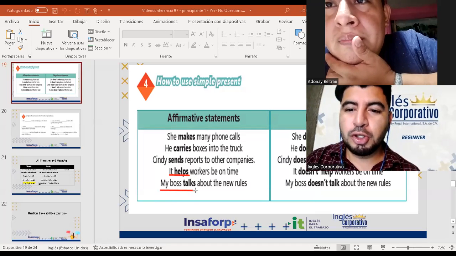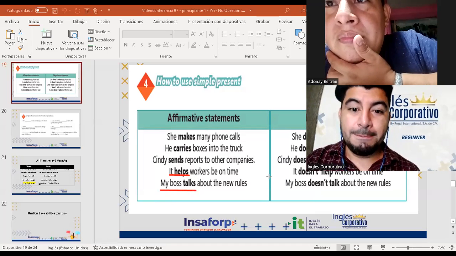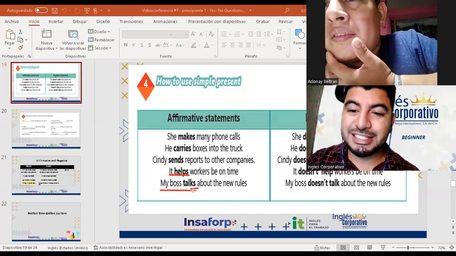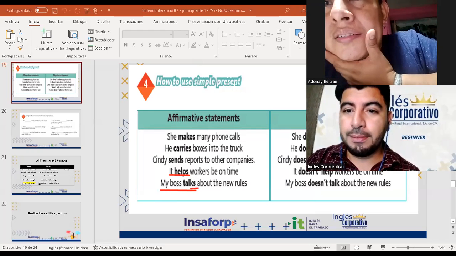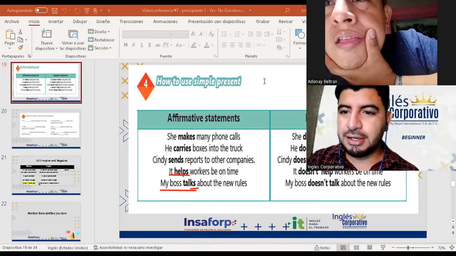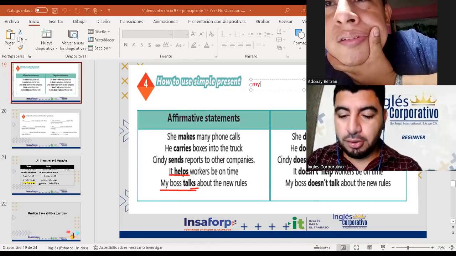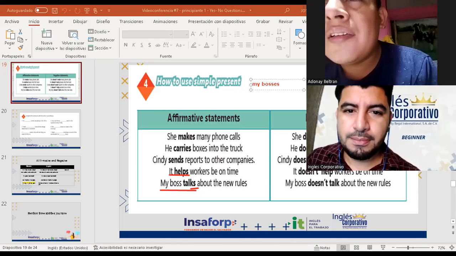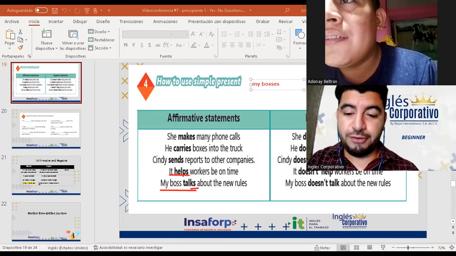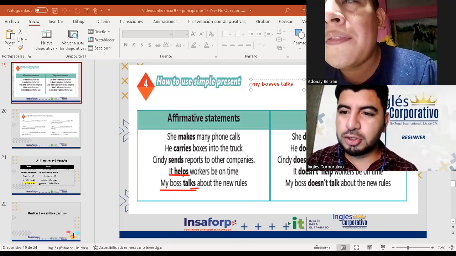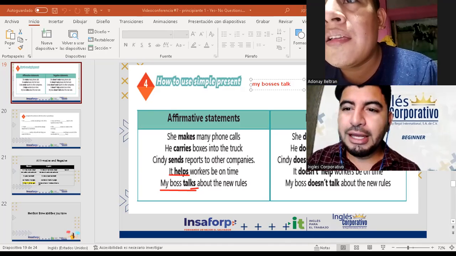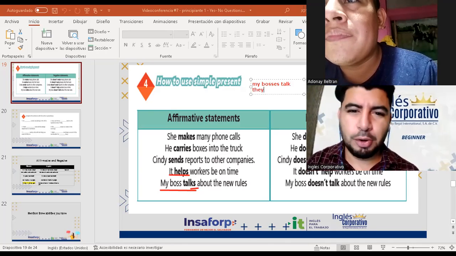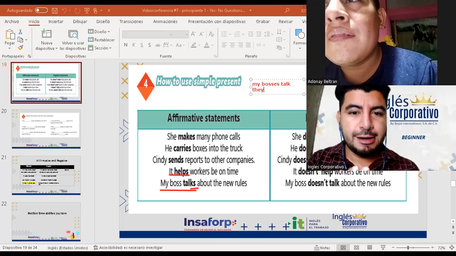My boss talks about the new rules. Mi jefe, y le vamos a agregar aquí la S, porque es tercera persona. Ahora sería talks. Pero si pongo my bosses, ¿qué crees que estoy diciendo ahí? Mis jefes. Entonces ya no voy a poner talks, voy a poner talk. ¿Por qué? Porque en lugar de decir my bosses, puedo decir they. ¿Cómo? Los pronombres sirven para eliminar los nombres.